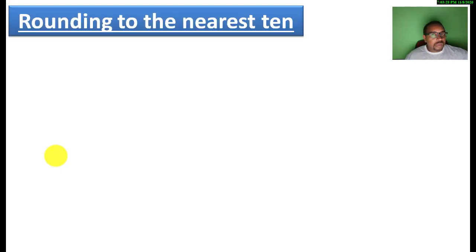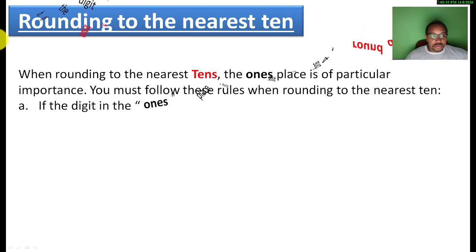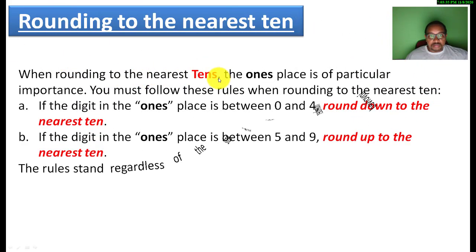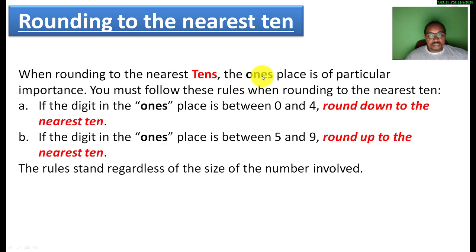So we're going to start rounding to the nearest 10. It says when you're rounding to the nearest tens, the ones place is of particular importance, meaning the ones place is the important number you have to look at when rounding to the nearest tens. You must follow the rules when rounding to the nearest 10. Now, in the next slide, as we go along, you will see how the rules work.